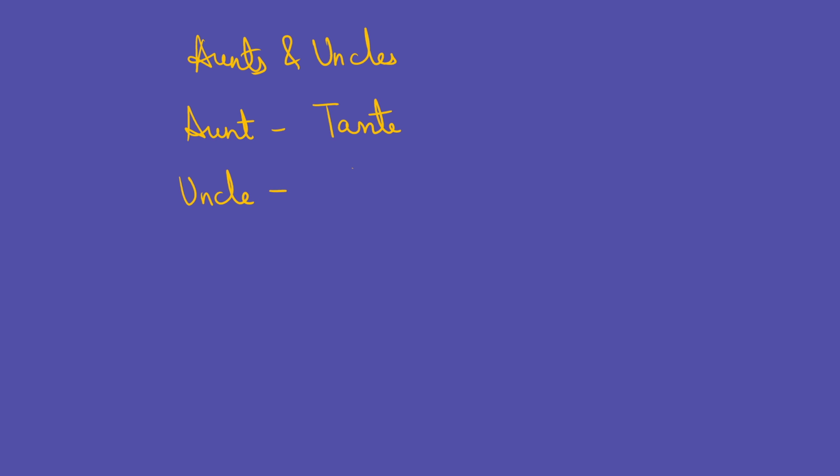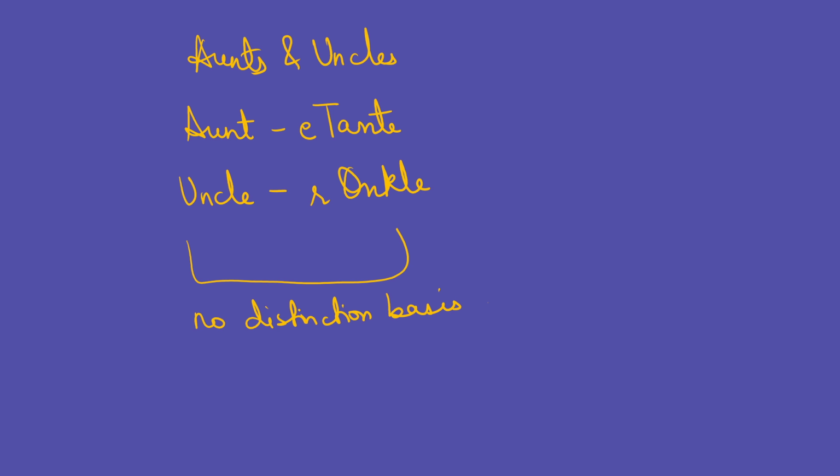Okay, now we have aunts and uncles. Okay, so what is the word for aunt? It is Tante. And for uncle it is Onkel. Die Tante, der Onkel. So here you cannot distinguish based on age. So there is no distinction based on age.